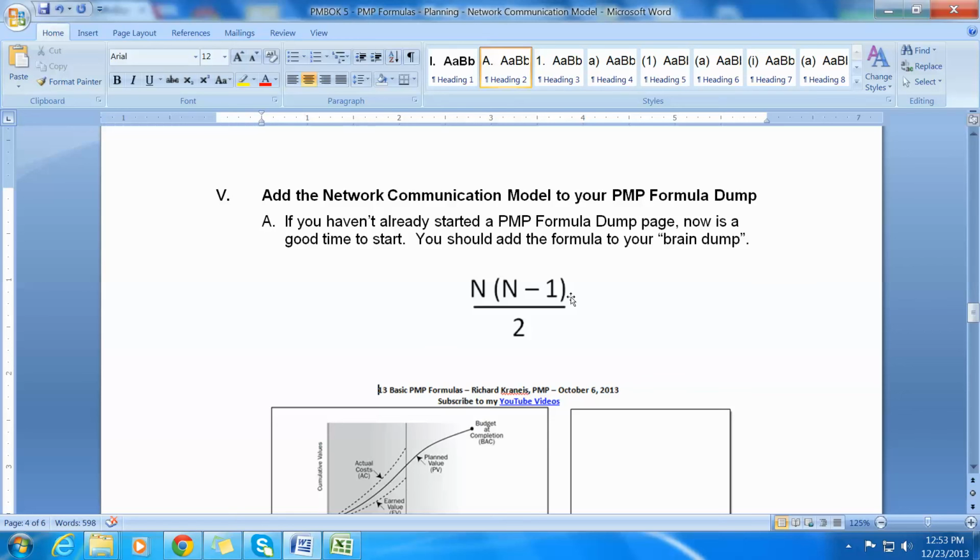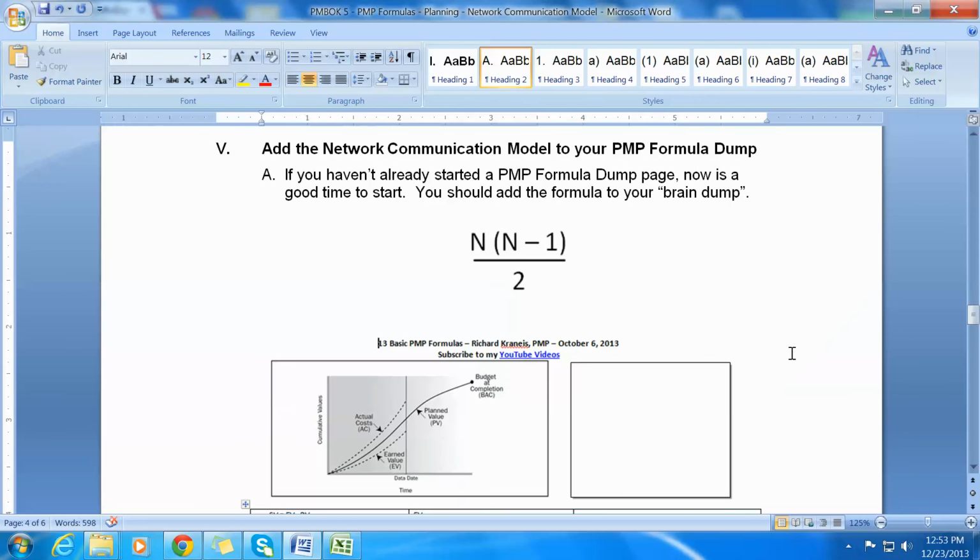Now, wherever it exists, it is real. And I think you should know it for your PMP test. Let's just say that that's a reasonable bit of advice, because it's a really simple formula. If it comes up, and I certainly cannot guarantee that, if the formula comes up, you're ready to deal with it.